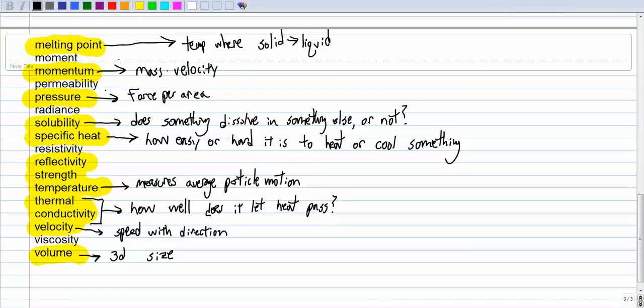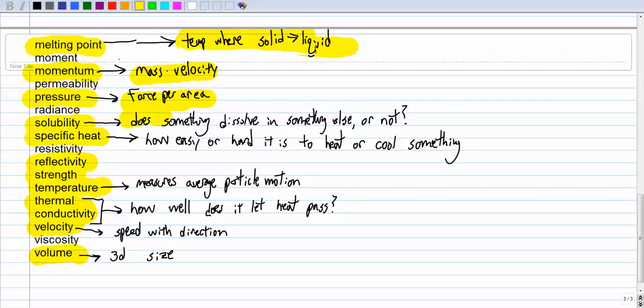Okay, last page. Melting point, that's the temperature where a solid becomes a liquid. Different substances melt at different temperatures. Momentum, well, this was in the first semester. That was mass times velocity. Pressure. Pressure is another one of those ratios. It is force divided by area. You can measure how much pressure something puts on something else without changing it into something else. So pressure is a physical property.